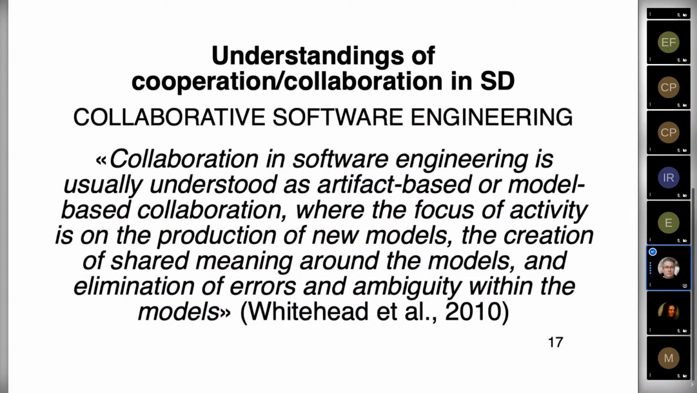Therefore, we can say that collaborative software engineering is a collaboration in software engineering that is usually understood as artifact-based or model-based collaboration, where the focus of activity is on the production of new models, the creation of shared meaning around the models, and the elimination of errors and ambiguity within the models. You can see that this approach is mainly concentrated in the analysis and the design of the software. This approach didn't give too much attention to the other aspects of software engineering. This approach concentrates mostly on the analysis and the design of the software. Okay, but it's very good.